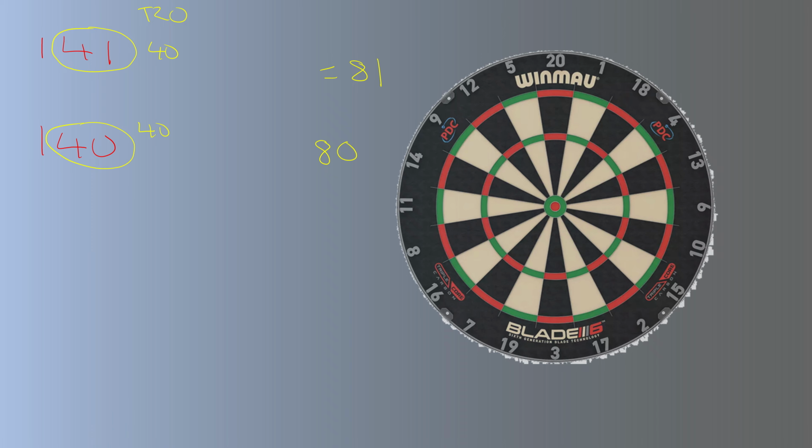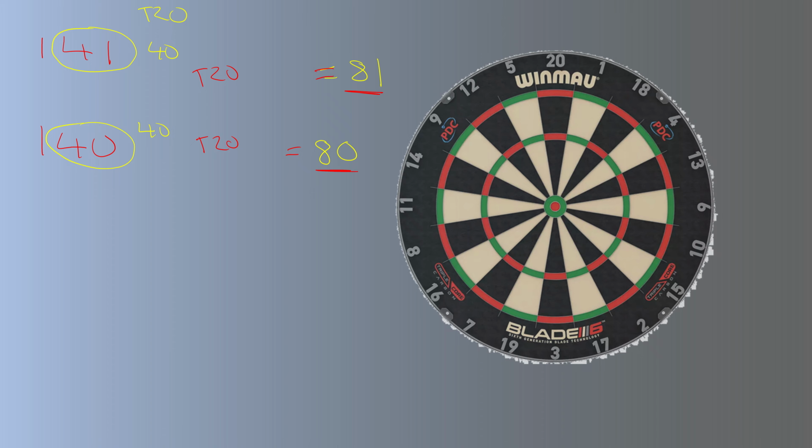All right, so I really want you to see 141 as treble 20 leaving 81, and 140 as treble 20 leaving 80. Now this is all about how do we take out 81 and how do we take out 80. Let's jump into that straight away. Okay, so we have multiple ways to take out these finishes.